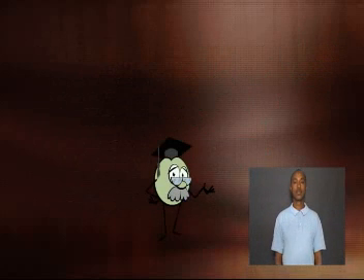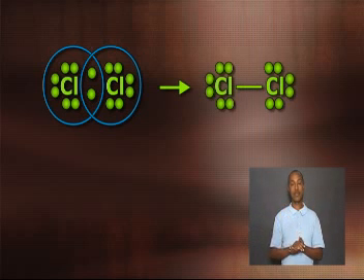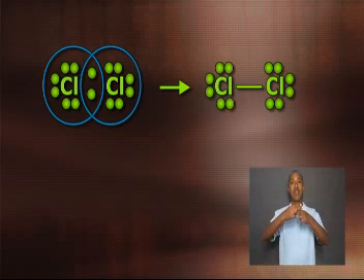Time's up. Let's get back to our lesson. It is nice to see you again, students. Were you able to explain the difference between the two different types of bonds? When two chlorine atoms combine to form a chlorine molecule, they are sharing electrons between them. This type of bond is called a covalent bond.